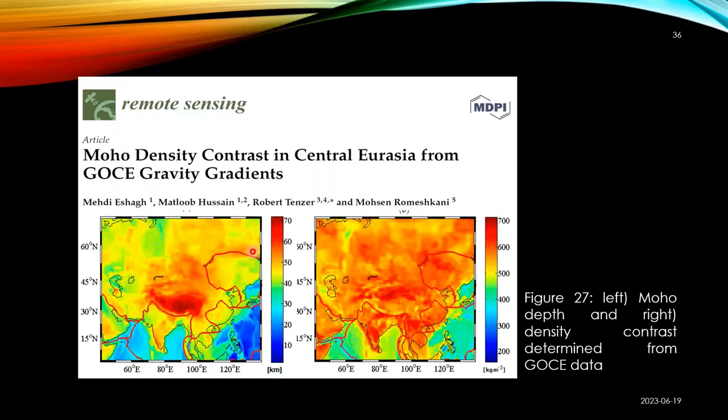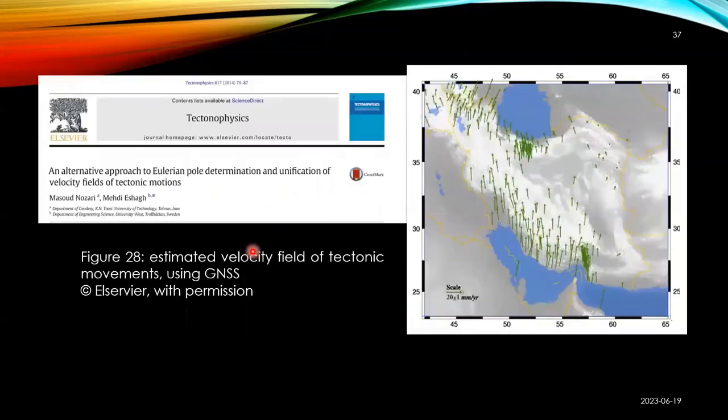Here you see another study, for determining the Eulerian pole. Any movement at the surface of a sphere is a rotation, and the center of this rotation is called the Eulerian pole. Here you see Iran, where we have some velocities determined by GPS. These rotations are actually along a circle, and the center of the circle is the pole.